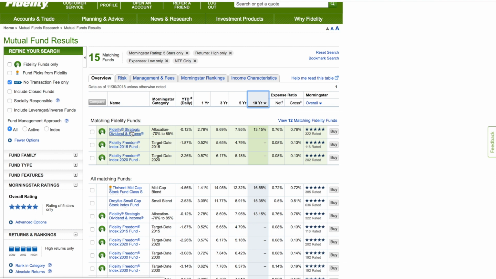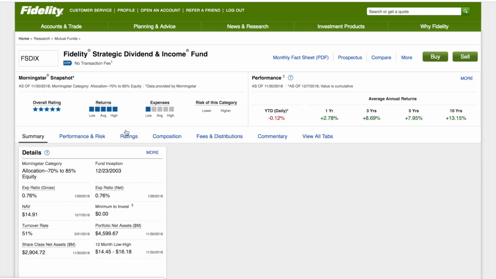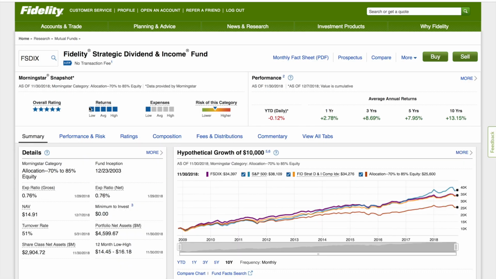But as you can see here, this Fidelity Strategic Dividend and Income gives you a 13.15%. So let's say we want to look at this mutual fund here. We know it's a Fidelity mutual fund, and we're looking at a 5-star rating, which is really good. That's what we want. We're also looking at high returns, very good, and a low expense ratio, excellent. And in terms of the risk category, we're looking at about moderate, in the middle, a little less. The last 10-year track record has given you about 13%, which is a great return.